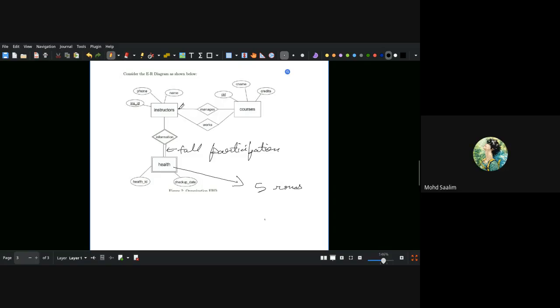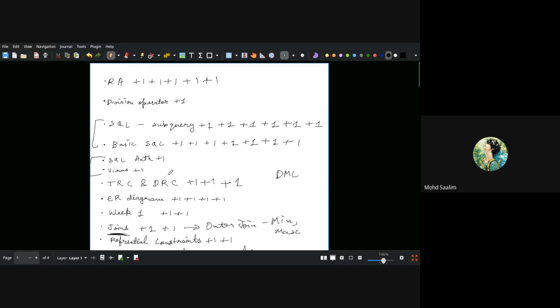Whenever you see an arrow, it means one cardinality. That means one instructor will make a relationship with multiple courses. So this manager relationship is saying that one instructor can manage multiple courses. But one course will have only one instructor. One course cannot have multiple instructors. This is the meaning of a one-to-many relationship. So this is the basic information, and I'm not going to go deep into that. We will just go to the questions when we want to discuss those types of things.